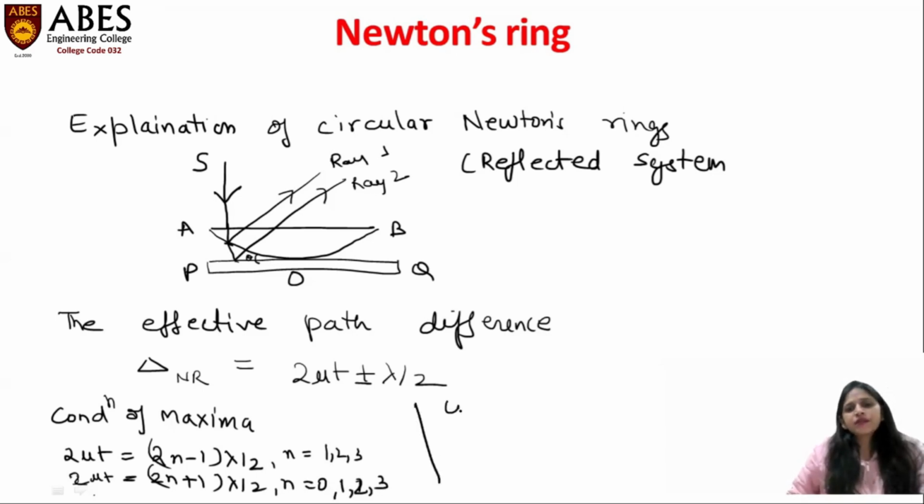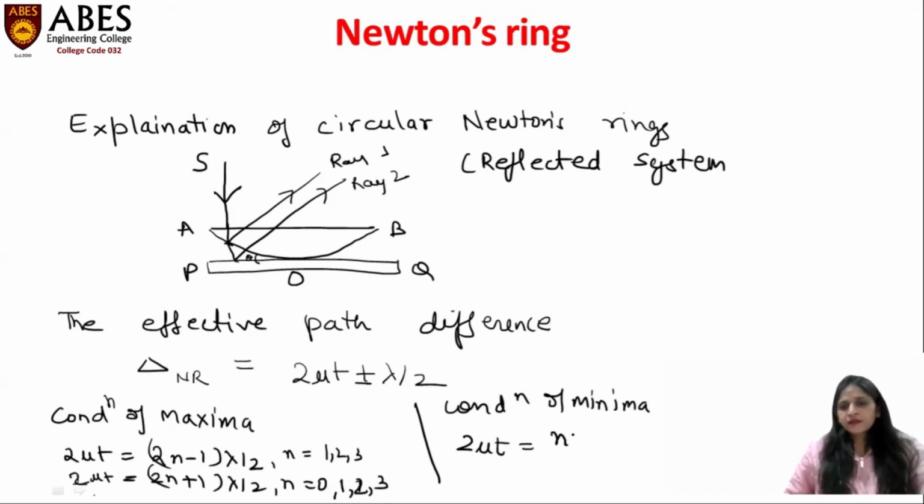Now the condition of minima. Let us write down the condition of minima. So it is a reflected system. Do you all remember what will be the condition of minima? Very right. The condition of minima will be given by 2 mu t equals n lambda, where the value of n starts from 0, 1, 2, 3, 4, and so on.